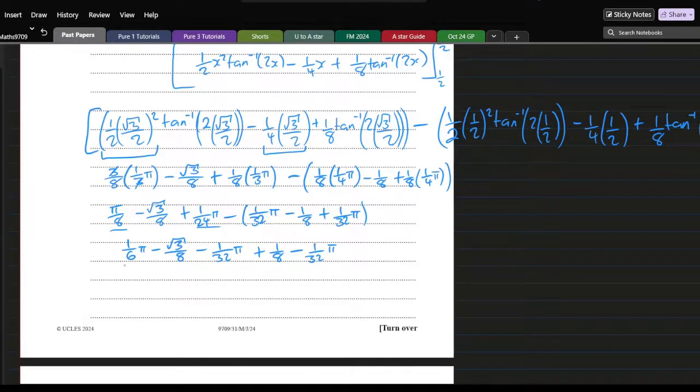So let's simplify everything that has pi. So that's 1 over 6 minus 1 over 32 minus 1 over 32, and that gives us 5 over 48 pi minus our root 3 over 8 plus our 1 over 8. And that there is our final answer. We have given the integral as an exact value.